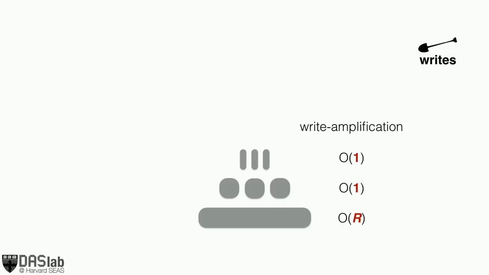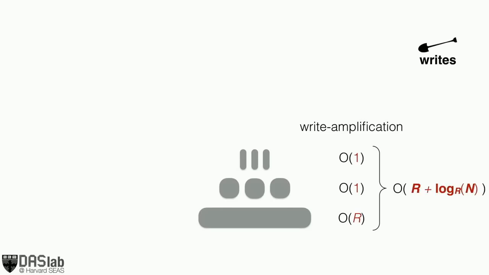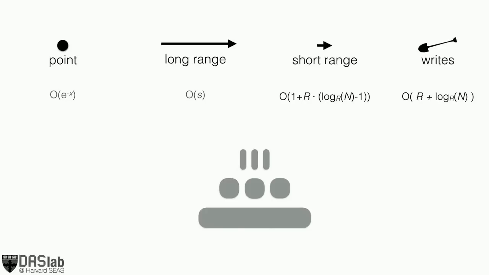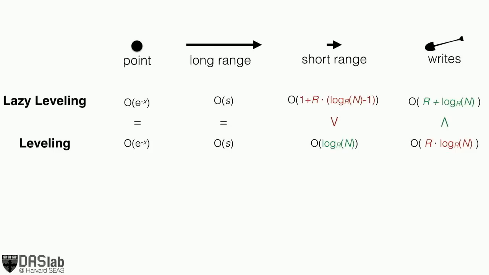But for writes, this is where we get our win. Now every entry participates in just one merge operation at each one of the smaller levels, and then in R merge operations at the largest level. So that implies that now we have a bound of R plus log of N. Before we had R times log of N, so R plus log of N is significantly lower. Now we have the full analysis for this new scheme, and we can compare it to the leveled design from before. We observe that for point and long range reads, the bounds are the same. For short range reads, the bound for lazy leveling is worse. But for writes, the bound is better.